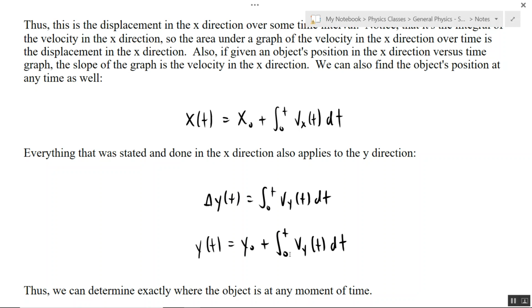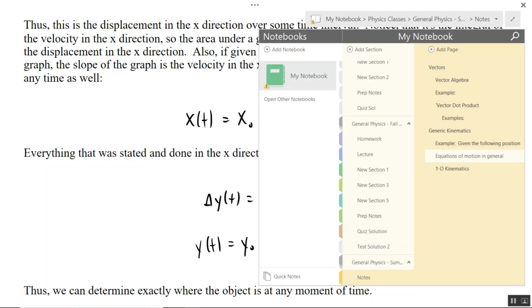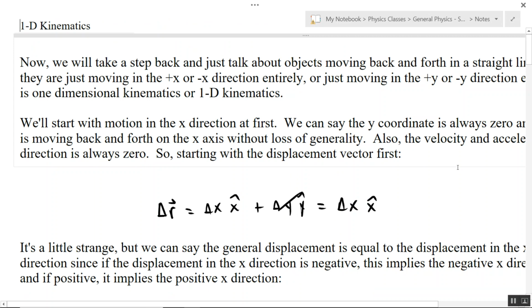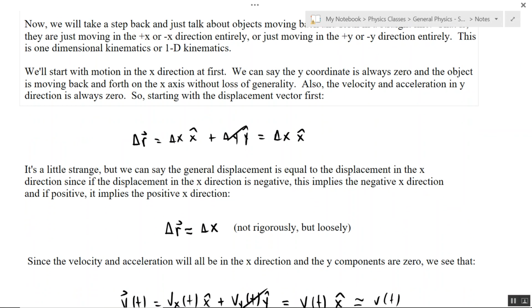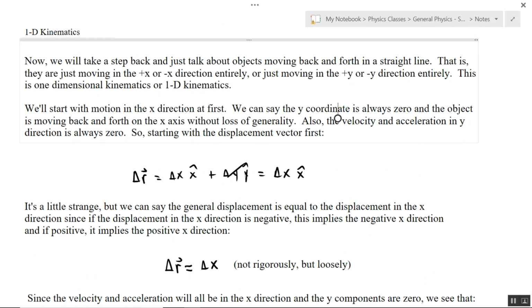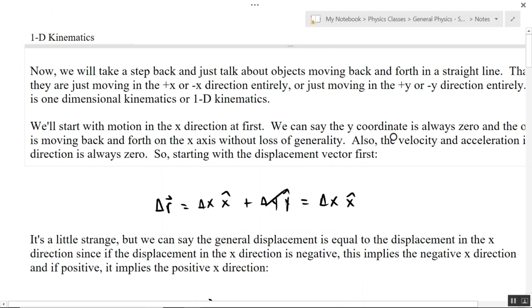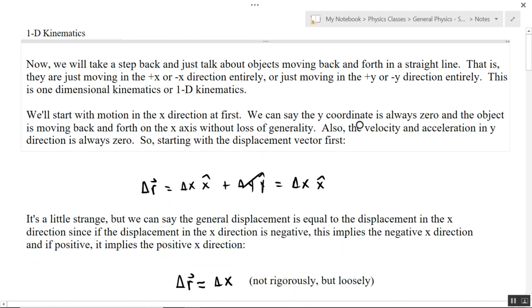What I'm going to do is go on to the next thing. I'm not going to spend a whole lot of time talking about this actually. The next thing I want to talk about is using what we just learned, but apply it to a simple case of 1D motion. Then we're going to apply what we just talked about to 2D motion.